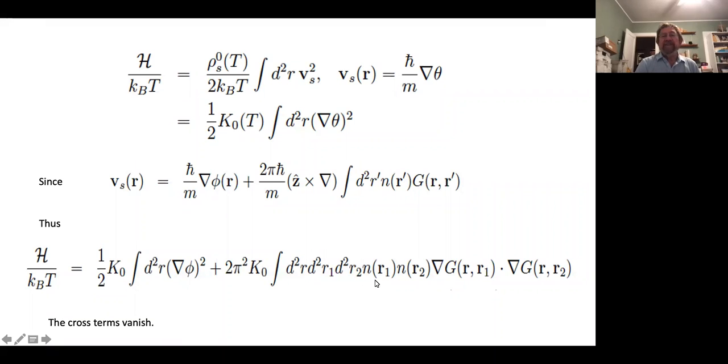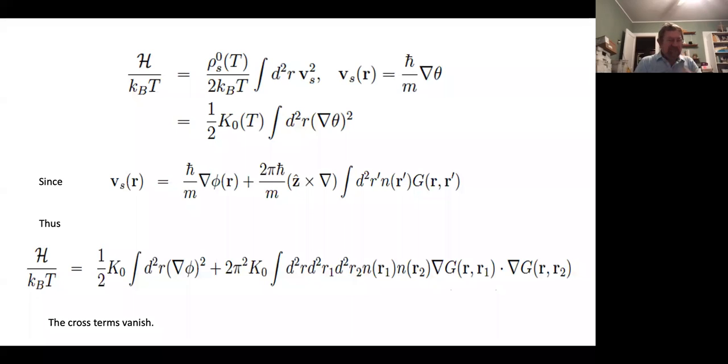we've got the vortex density at R1, the vorticity at the point R2, times the gradient of the Green's function, which is just, remember, the Green's function is the logarithm of R minus R1, dotted into the gradient of the Green's function, R2. And very importantly, there are no cross terms. Now, you could imagine that there's a cross term, a term with one grad phi and one grad g, so grad phi dot grad g, and with some vorticity as well. But there is no cross term in this system. And that's important.